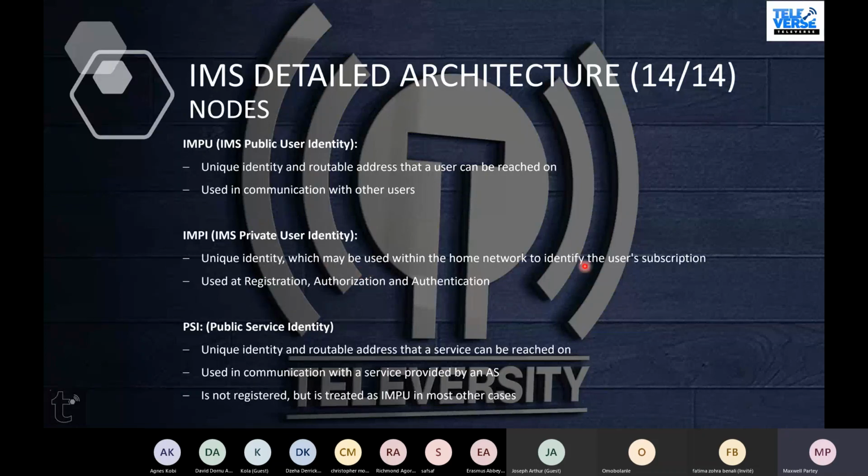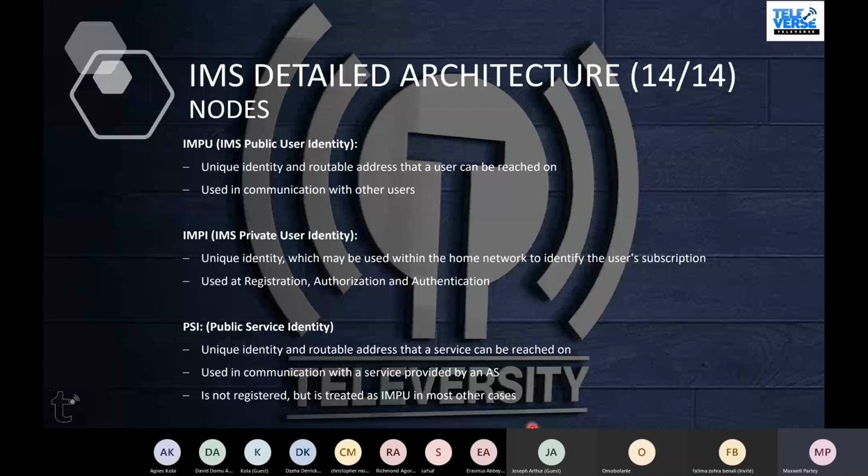So one is within. So let's say, for example, within the MTN network, they want to implement IMS. What they will require is just the IMPI identity, okay? These are the different URIs that can exist in the IMS network. The next one is the public, whereby I would want to communicate with other external networks, okay? So that is when I use the IMPU.